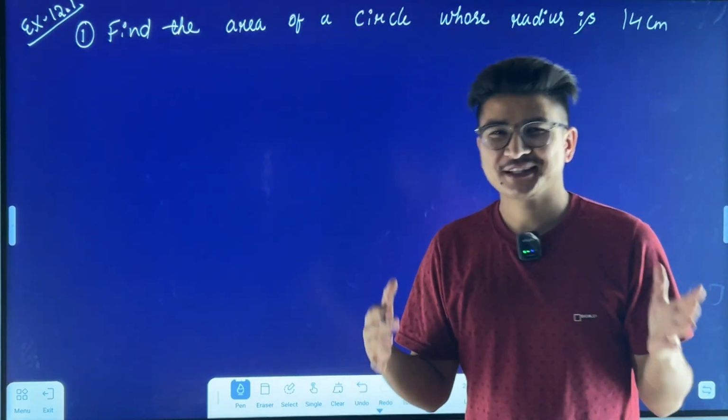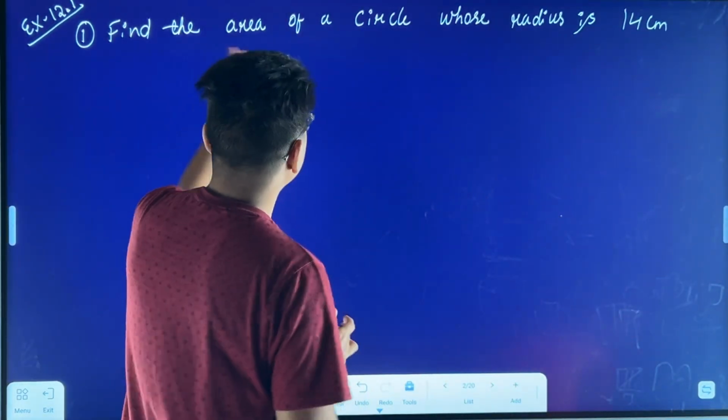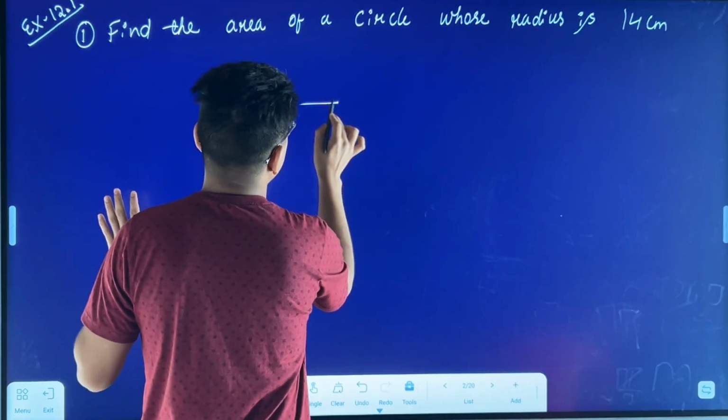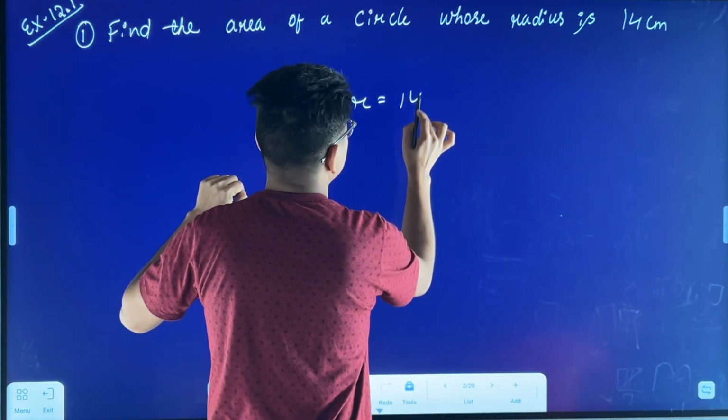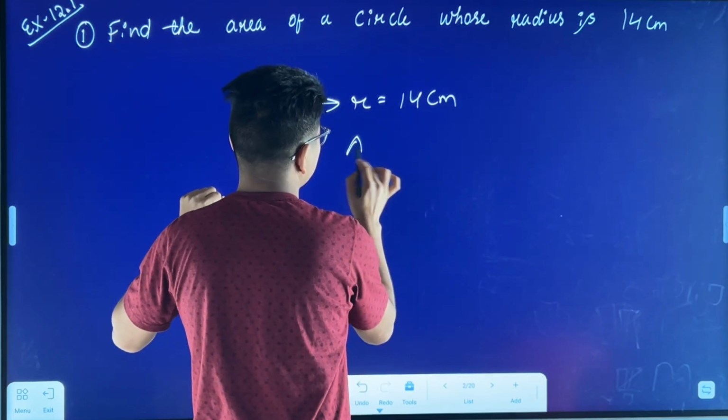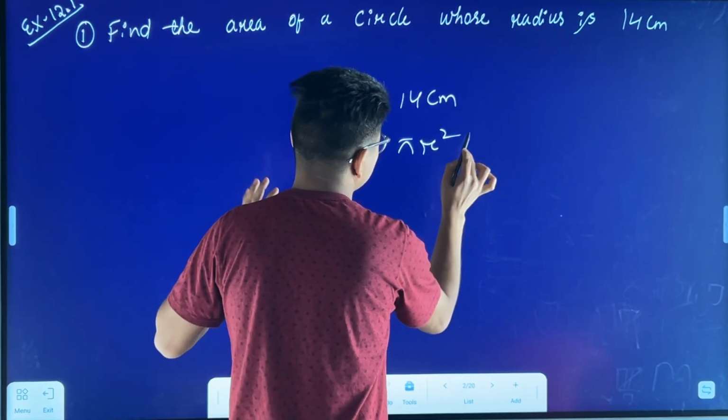Exercise 12.1, question number 1. You need to find the area of a circle whose radius is how much? 14 centimeter. Radius is given, 14 centimeter. Area of the circle formula is pi r square.